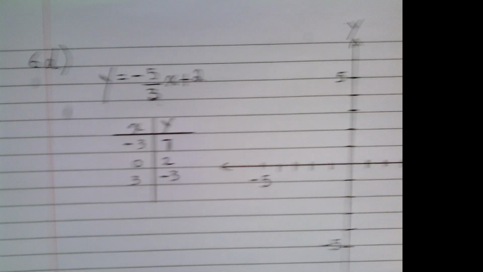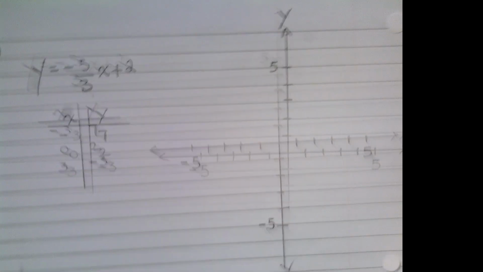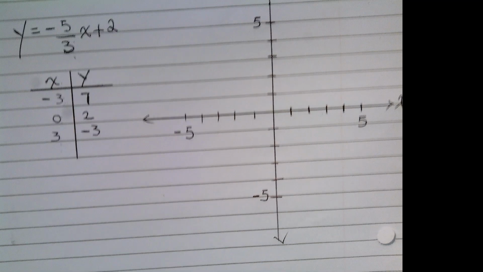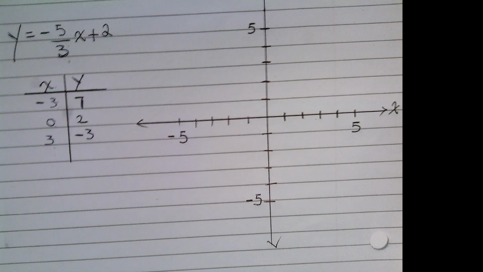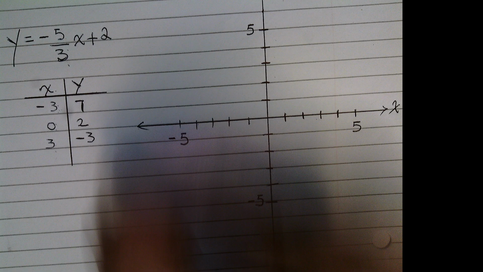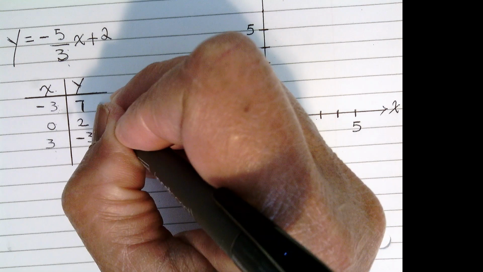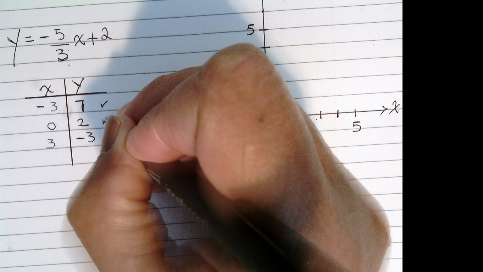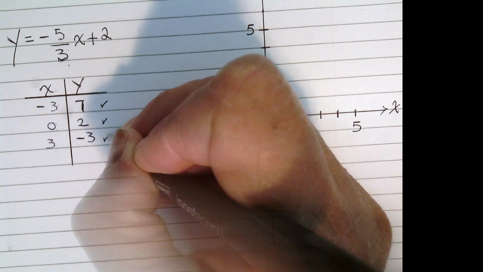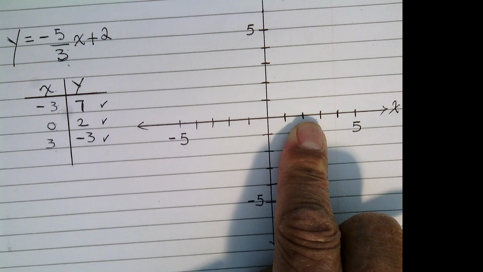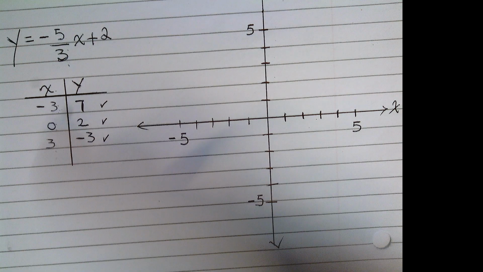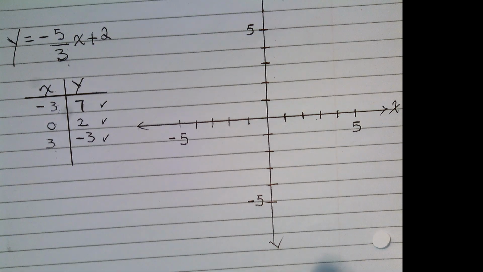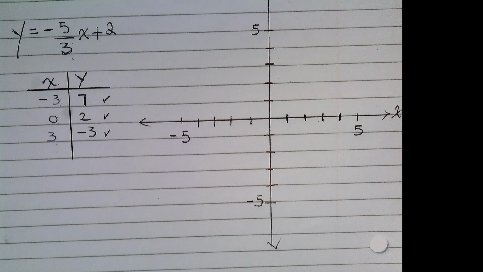So now, let's look at how I go about translating these 3 pairs of numbers, 1, 2, 3, onto the graph. Each pair of numbers is represented by a point.